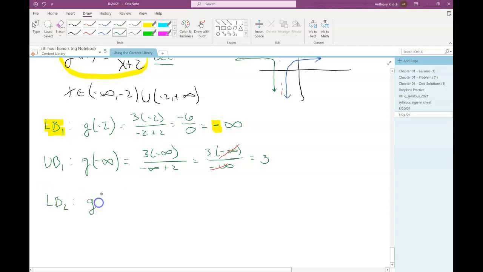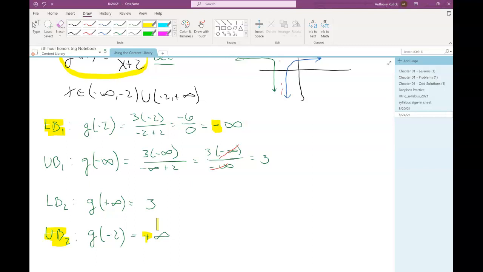So if I do the next one, the lower bound for the second interval is going to be positive infinity, and the upper bound is going to be g of negative 2. But we've done these both already, right? So I'm just going to skip the arithmetic there. We did g of negative infinity. G of positive infinity is going to give me the same thing. Should be easy to see why. And g of negative 2 we already did. I'm getting a positive infinity this time, though, because it's an upper bound rather than a lower bound.